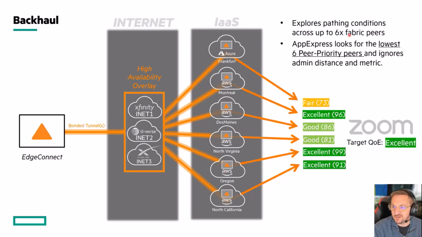I think that's pretty interesting. It ignores admin distance and metric. It just straight up overrides them. It only cares about peer priority. You just have to be aware of the fact that, hey, it is indeed not caring about admin distance or metric. It is making a policy decision based on the performance of the paths themselves.